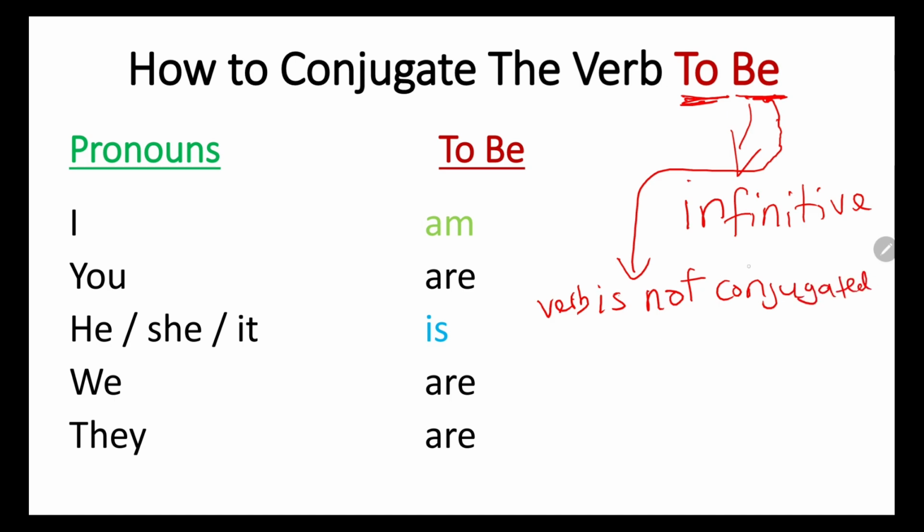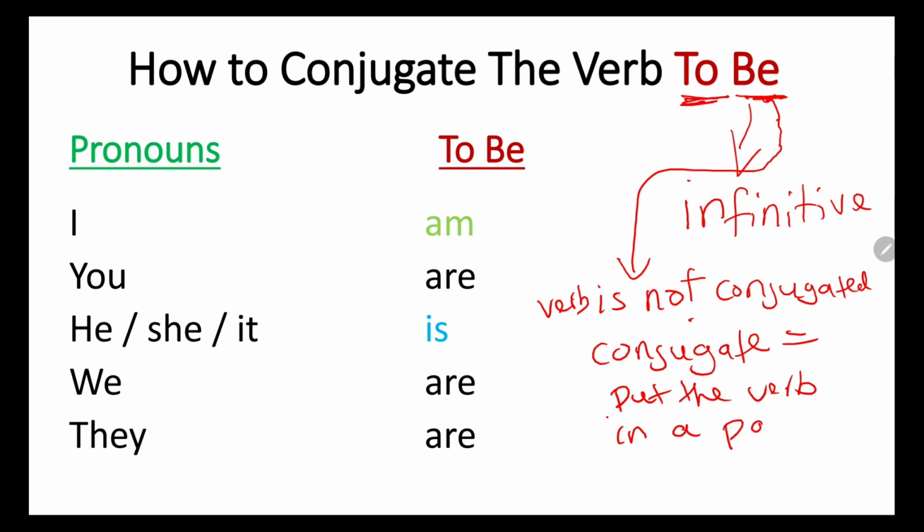Now, to conjugate a verb means what? It means to put the verb in a particular tense. And we will look at tenses later on as we progress with our learning. In fact, we're going to look at one of the tenses today. All right?